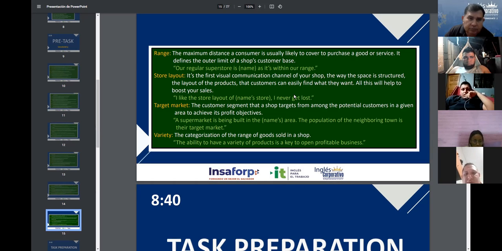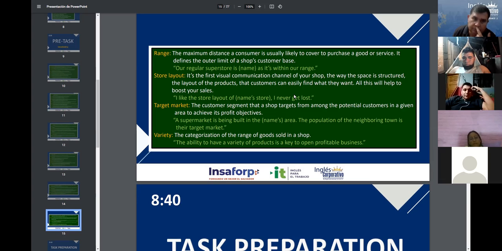Target market. The customer segment that a shop targets from among the potential customers in a given area to achieve its profit objectives. A supermarket is being built in the area. The population of the neighboring town is their target market.